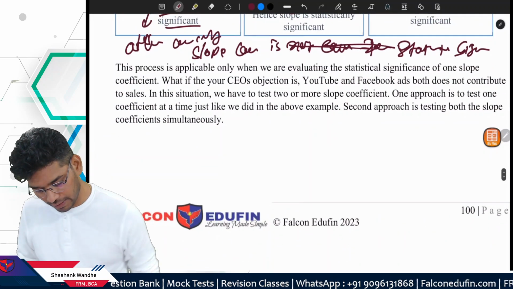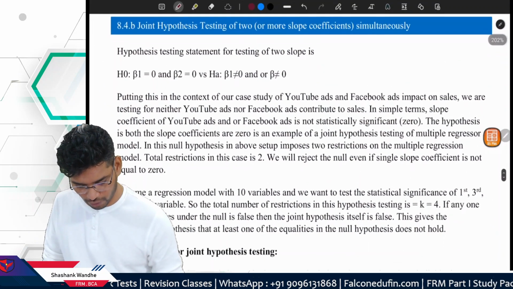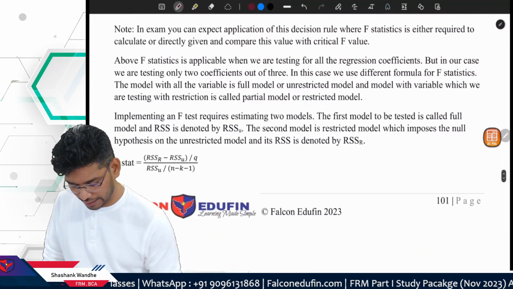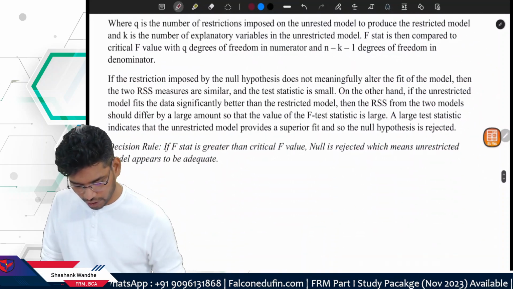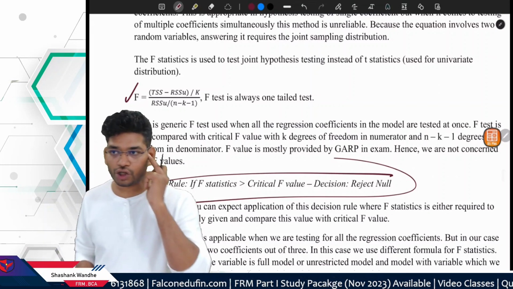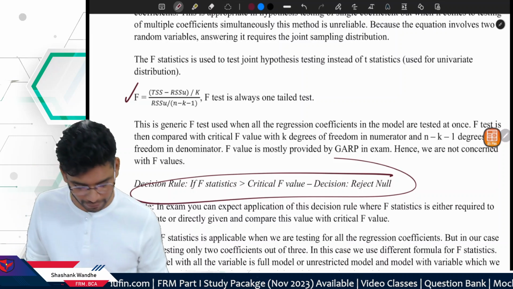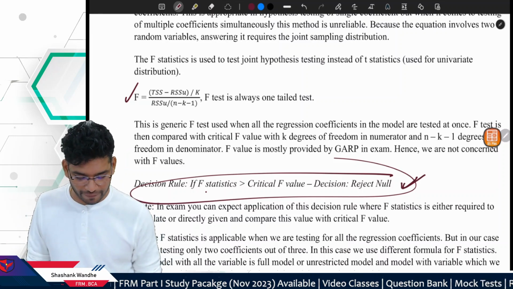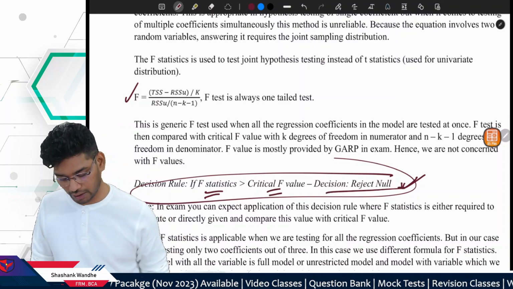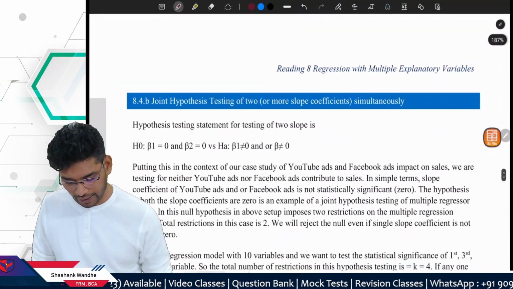Remember this. Okay. Then we have the joint hypothesis testing of two or more slope coefficients simultaneously. This is using the F distribution and F stat method. Again, you have to look for only this decision rule. Don't expect you will get a question on F statistic calculation in the examination. The formula is slightly complex. Here, if the F stat is greater than the F critical value, then the decision rule is reject the null. This is applicable for the F distribution for joint hypothesis.